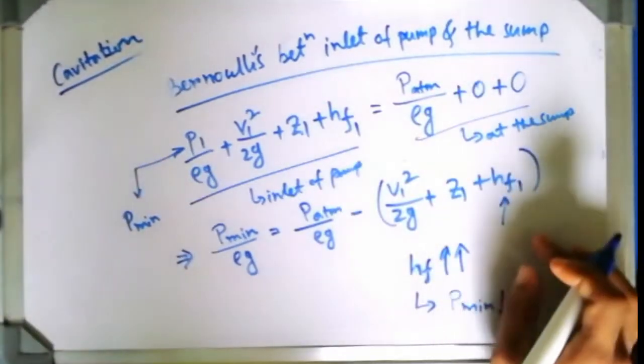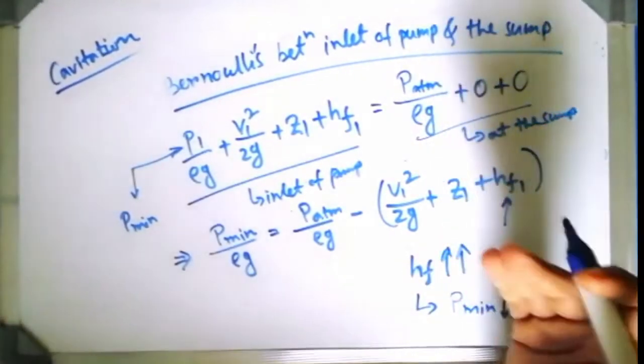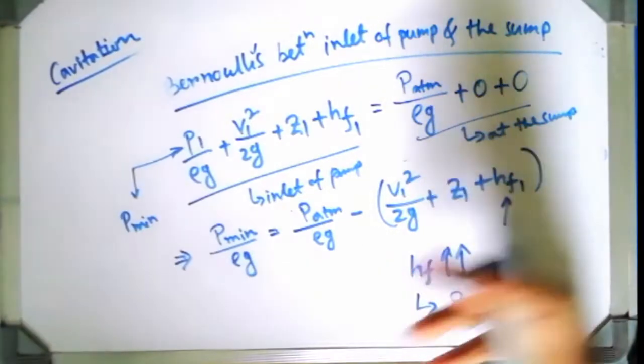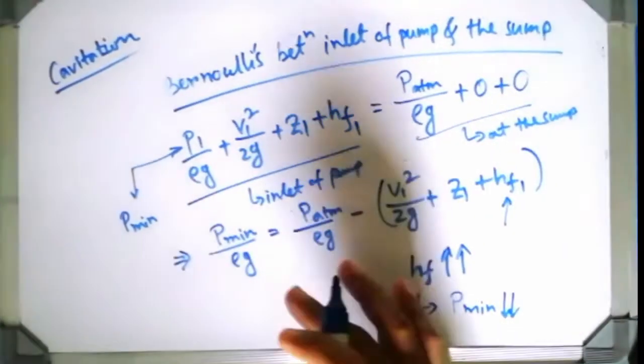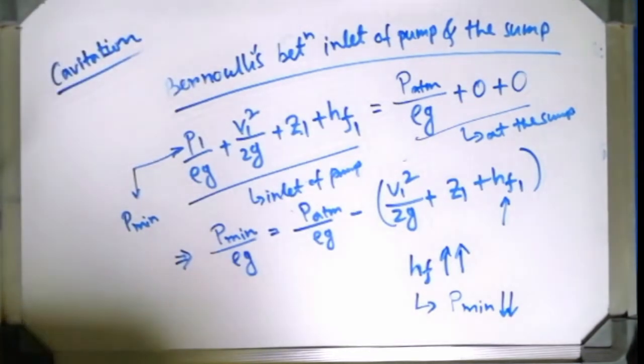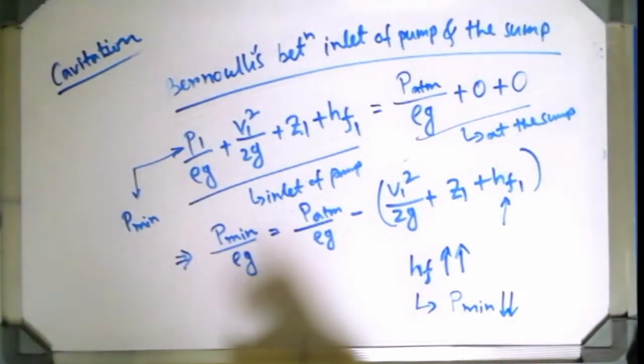How can it be done? Friction can easily be adjusted. If you put lots of unnecessary fittings, then you are increasing the friction value. So you can easily adjust the head loss due to friction.